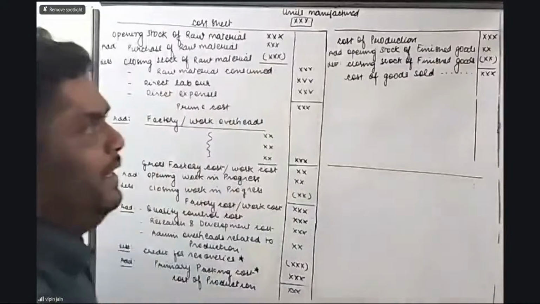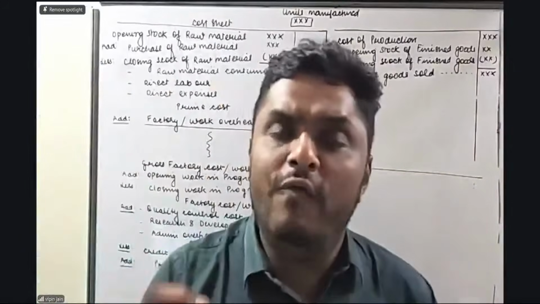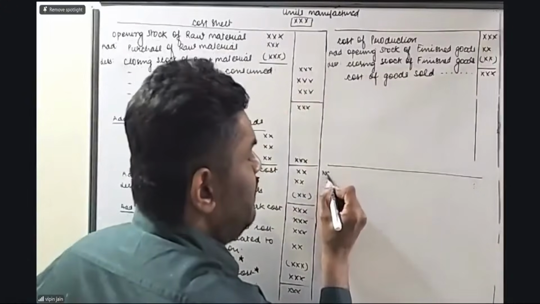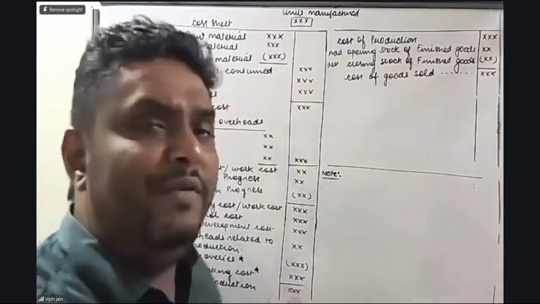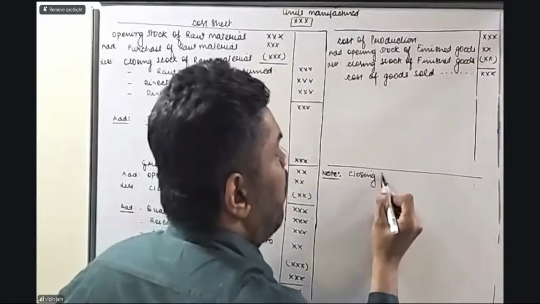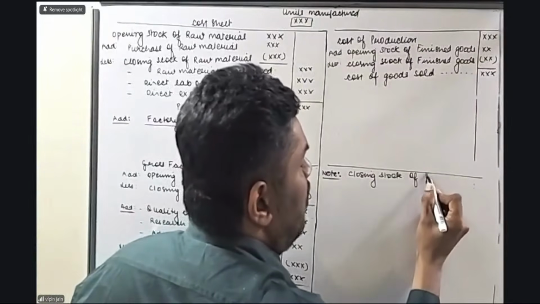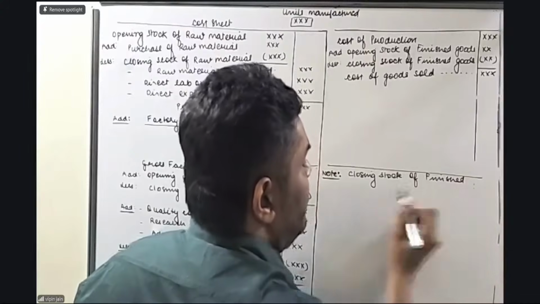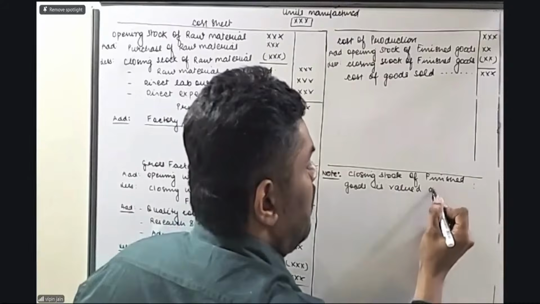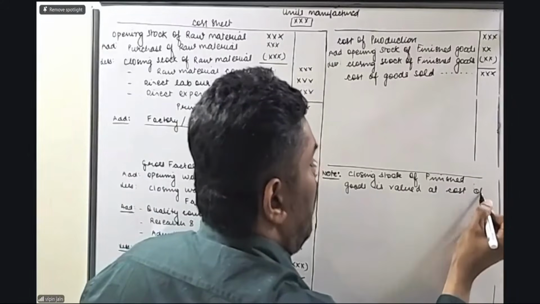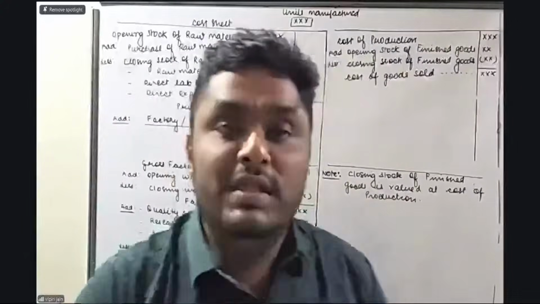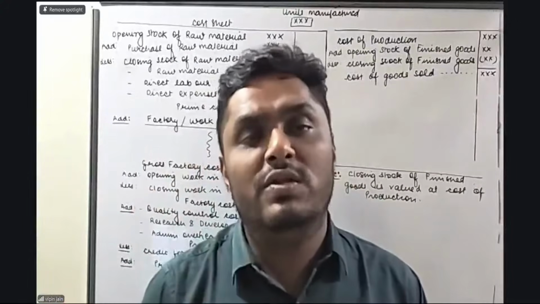Want to discuss one more point? Closing stock of finished goods is always valued at cost of production. Very important point, guys. I discussed this point with the help of an example also. So, closing stock of finished goods is valued at cost of production. ये जो क्लोजिंग स्टॉक होता है फिनिश गुड्स का, it is valued at cost of production.